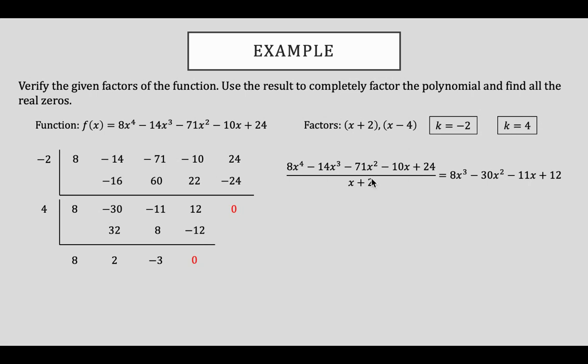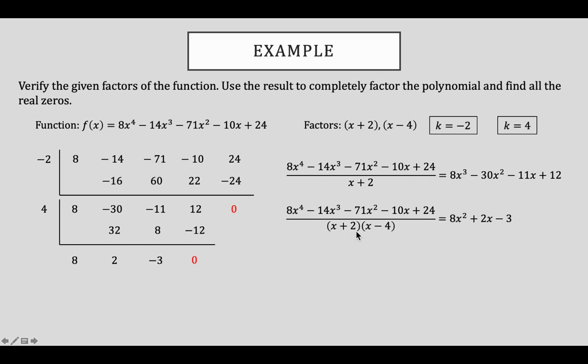So let's think about the division that we have just completed. Again, we have taken our original polynomial, 8x to the fourth minus 14x cubed minus 71x squared minus 10x plus 24. We divided it first by x plus 2, and in our second round of synthetic division, we divided it by x minus 4. And what we had left over for our quotient was 8x squared plus 2x minus 3. Again, notice those terms come from these values right here in our synthetic division.